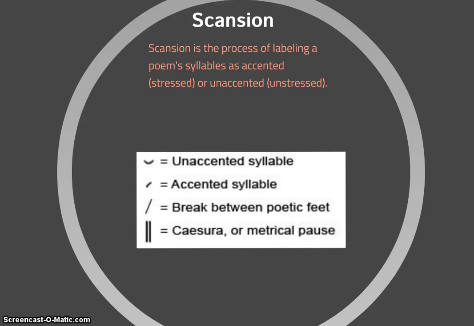Scansion is the process of labeling a poem's syllables as accented, stressed, or unaccented, unstressed. As you can see, this smiley symbol delineates an unaccented syllable, while this half dash delineates an accented syllable. A full dash represents a break between feet, and these brackets represent a pause, also known as a caesura.